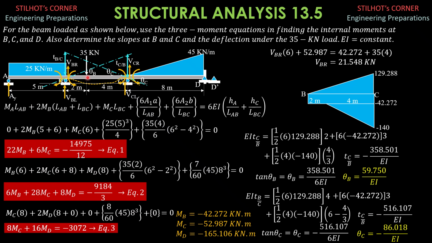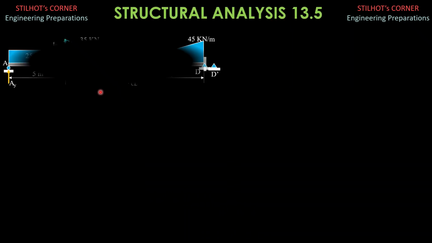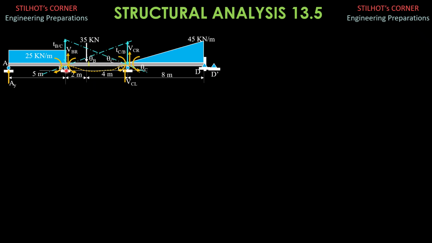Then for the deflection under the 35 kilonewton load, I just draw the deflected shape. I'll assume that this is the deflected shape, so that a horizontal line through this means that points B and C will be above that horizontal line, and I'll call that point 1. This is now point 1, and remember that HB equals HC. So this is HB above the horizontal line through this elastic curve, which is point 1.